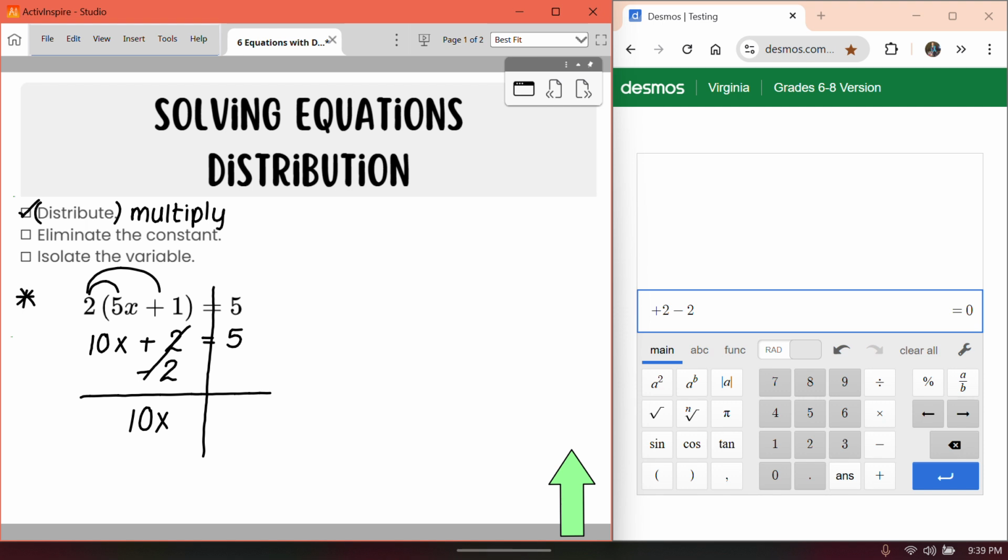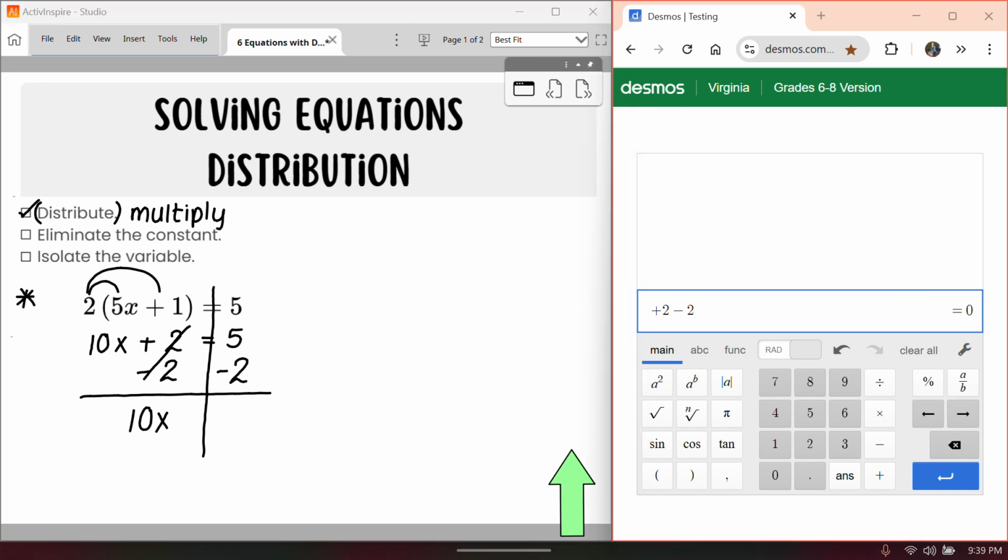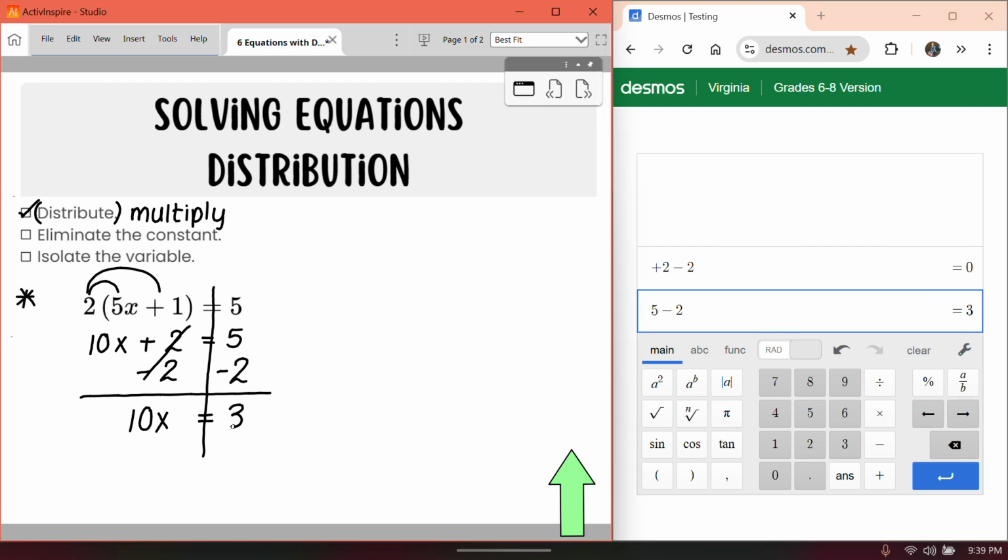But you have to keep things balanced in an equation. So if we subtracted 2 from the left side, we need to subtract 2 from the right side. And then we pop over here to Desmos, we do 5 minus 2, and that gives us 3 on the right side. Now we're almost done. We only have one step left, and that is to isolate the variable.